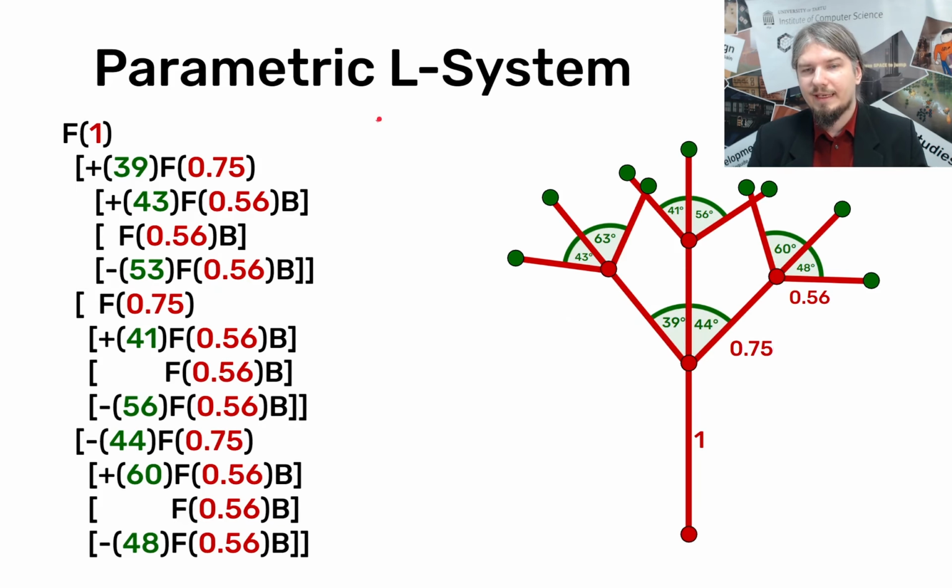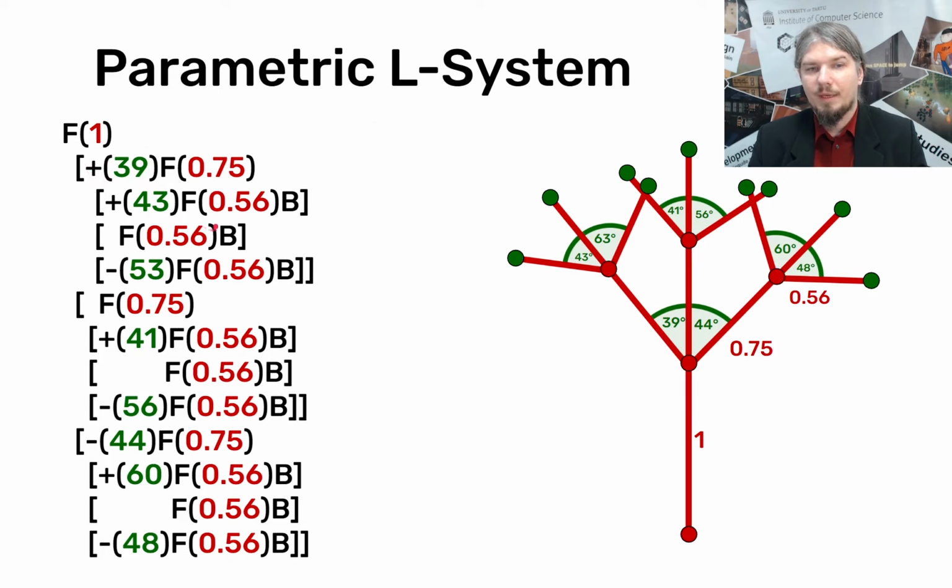Now a parametric L system would be the one where we can also write in different parameters for these operations. For example, this plus denoted a rotation by 50 degrees, but we could add some brackets here and say that this particular plus is a rotation by 39 degrees.